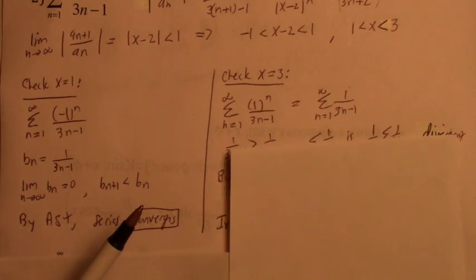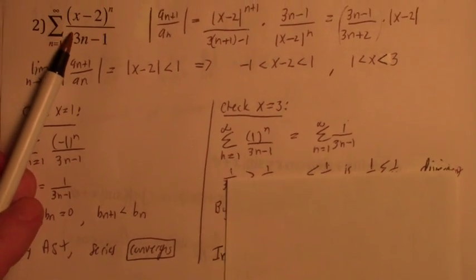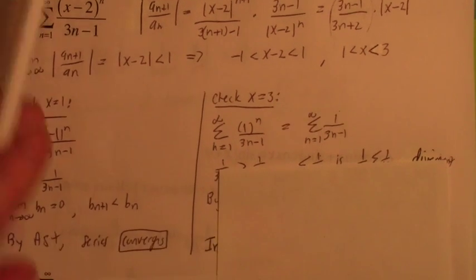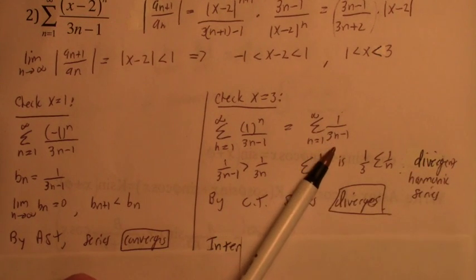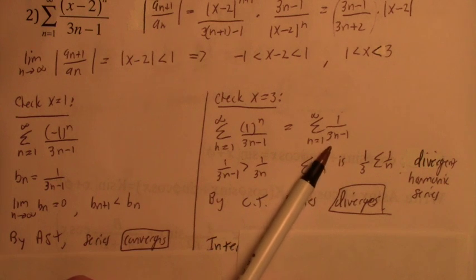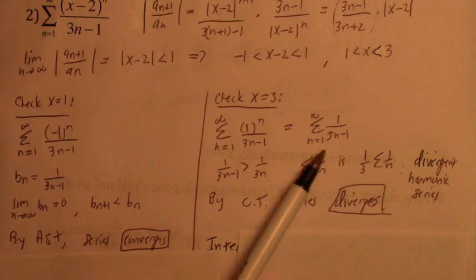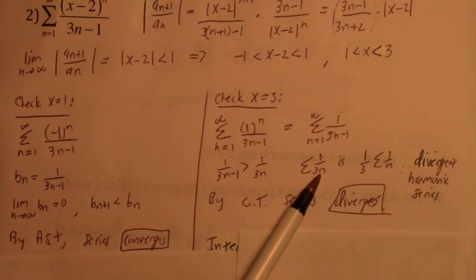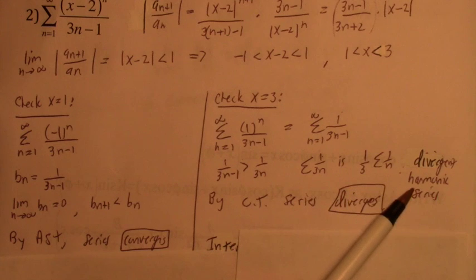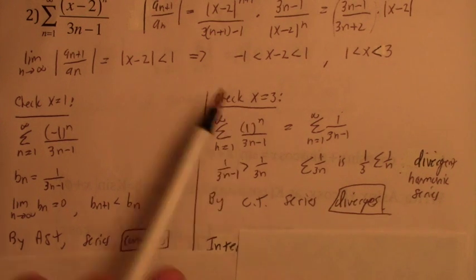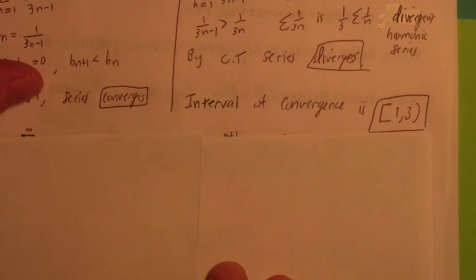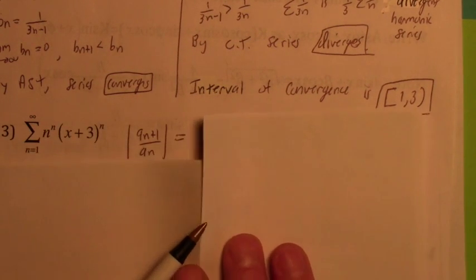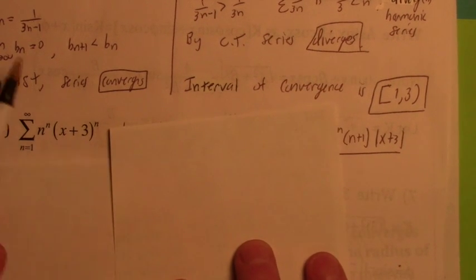Now at 3, however, when you plug in 3 for x in the original power series, this becomes 1 inside the parentheses. So you just get this series, and I think it's pretty easy to see this series is divergent. You could realize that the term is greater than 1 over 3 to the n, and 1 over 3 to the n is basically 1/3 times the divergent harmonic series. So it diverges at 3, converges at 1. So the interval of convergence is closed on 1, open on 3. That happens a lot.